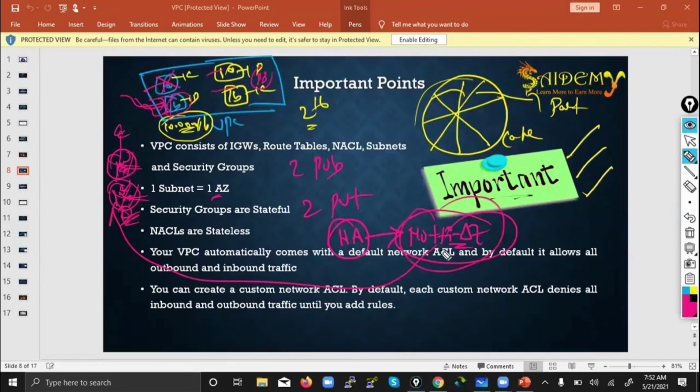So multi-AZ means not only launching multiple availability zones, but also thinking logically that the AZs should be different, not the same. So that's why one subnet is equal to one availability zone. Any doubt in subnets and availability zones?